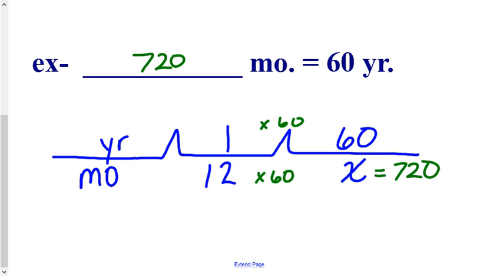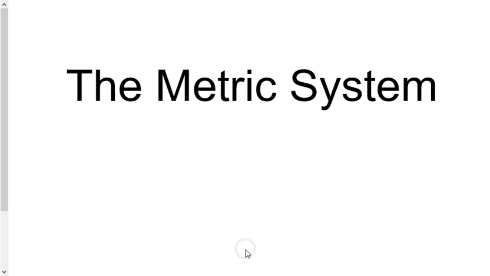All right, now that we've looked at the customary system, we're going to switch over to the metric system. Now, the metric system is a different system of measurement. It's not the same as customary. You're probably more used to the customary system because that's what your average person in the United States uses. But the metric system is used by the majority of people in the world, at least to a great extent, and somewhat in the United States as well.